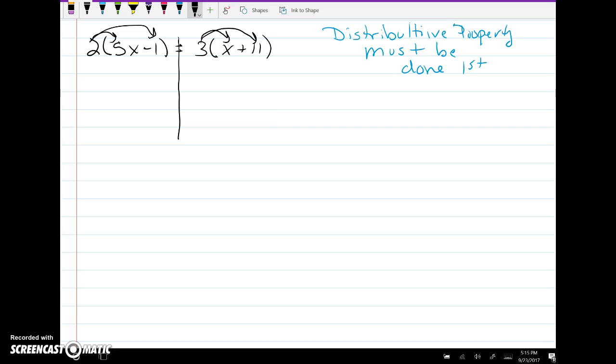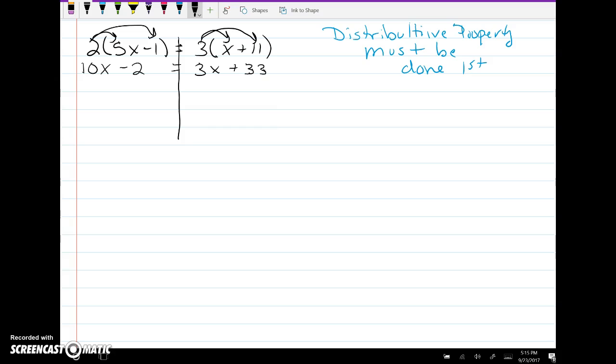2 times 5x is 10x. 2 times negative 1 is negative 2. Equals 3 times x is 3x. 3 times positive 11 is 33. Now, if it's easier for you, work on one side at a time.